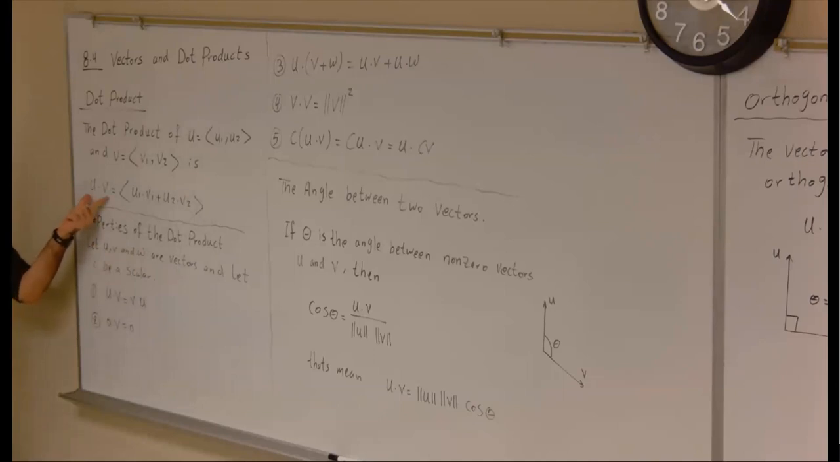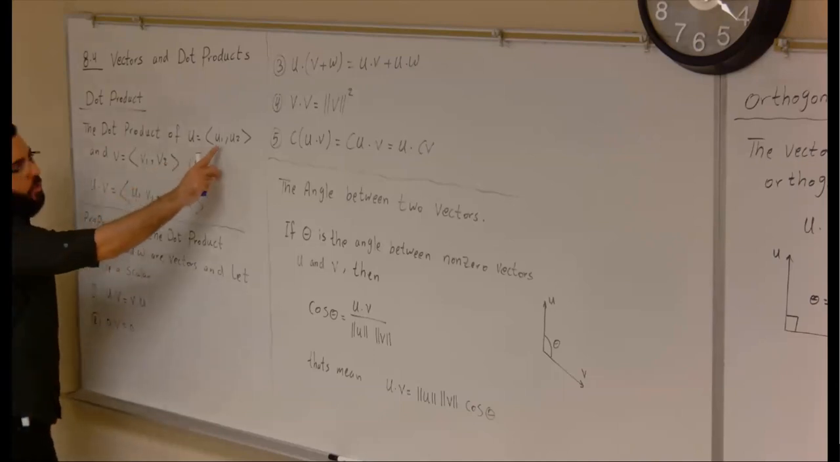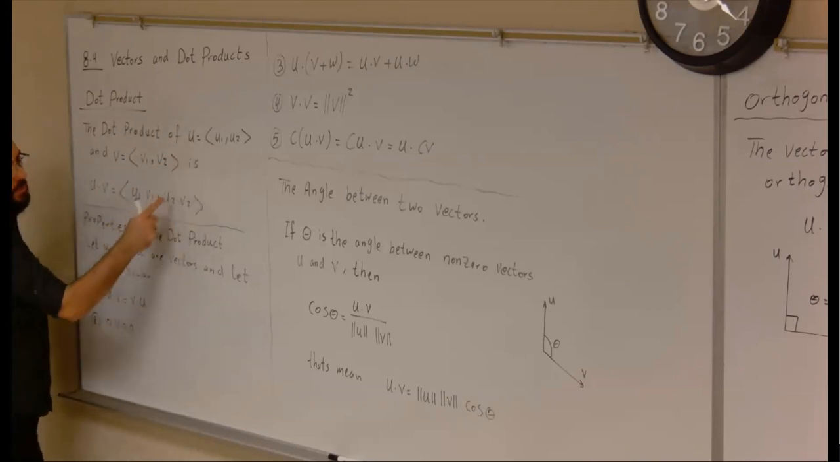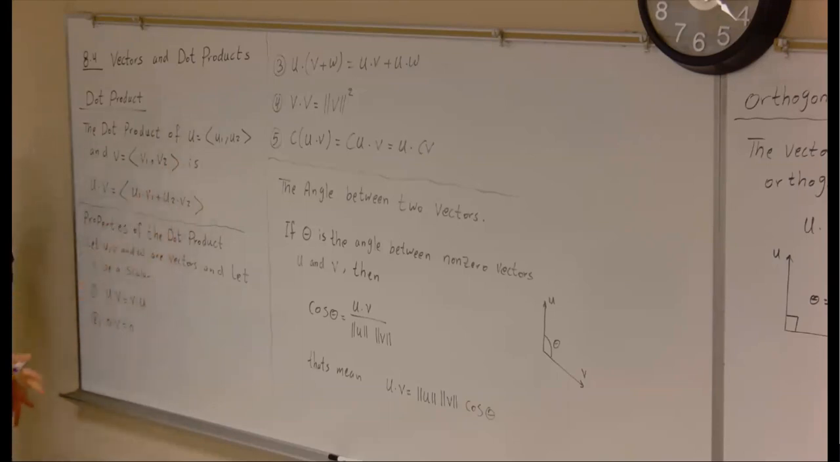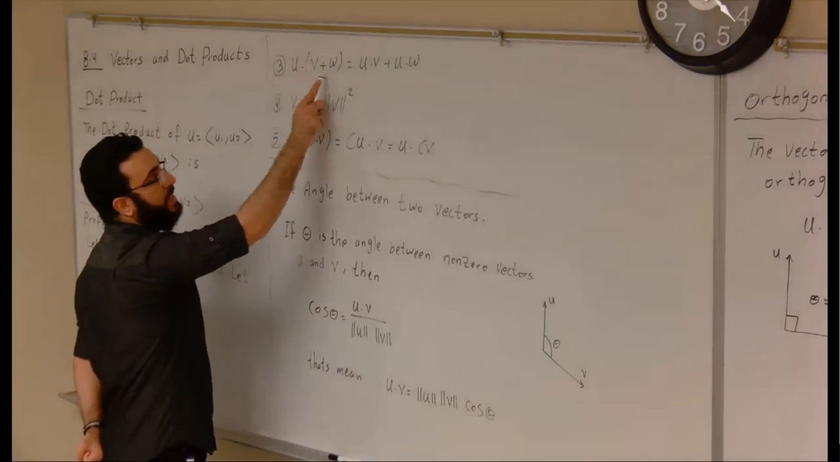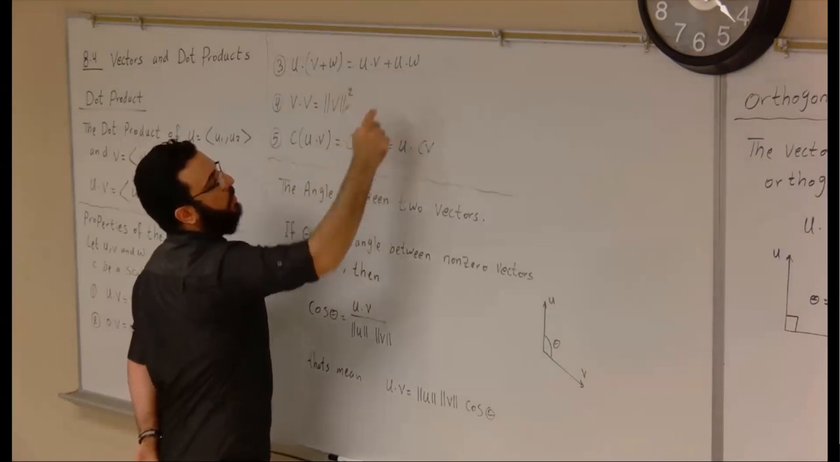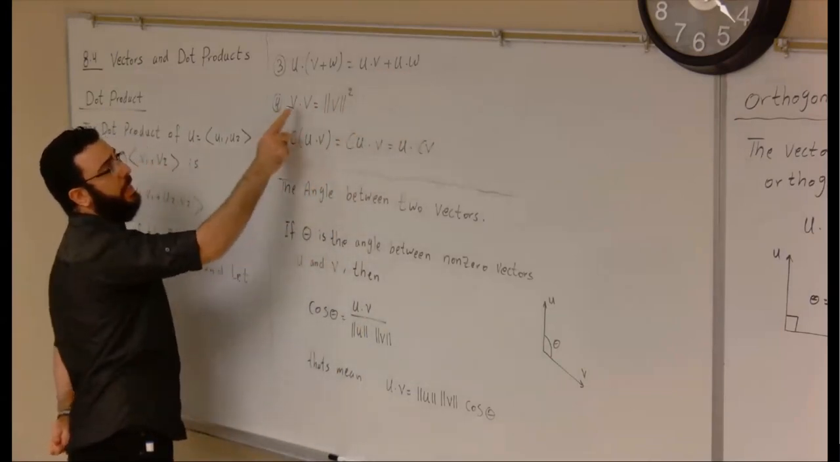The dot product between u and v is going to be u1 times v1 plus u2 times v2. Is that hard? That's the dot product. Properties of dot product. If you do the dot product between u and v, it's going to be the same result if you do the dot product between v and u. Dot product between v and the zero vector is going to be 0. Dot product with a sum is going to be u dot product with v plus u dot product with w. This is important.